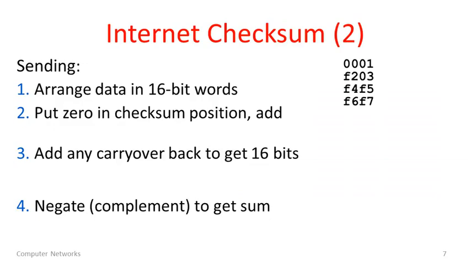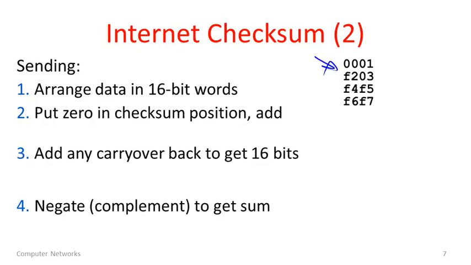Here's an example we're going to work through. We're going to calculate an internet checksum. The first thing you do when you want to send data is you arrange the data of the packet to be sent in 16-bit words to sum up. That's these values that I've shown here. So the packet, if you like, reads 0001, F203, F4, F5, F6, F7. And I've just laid it out in these 16-bit words to sum.